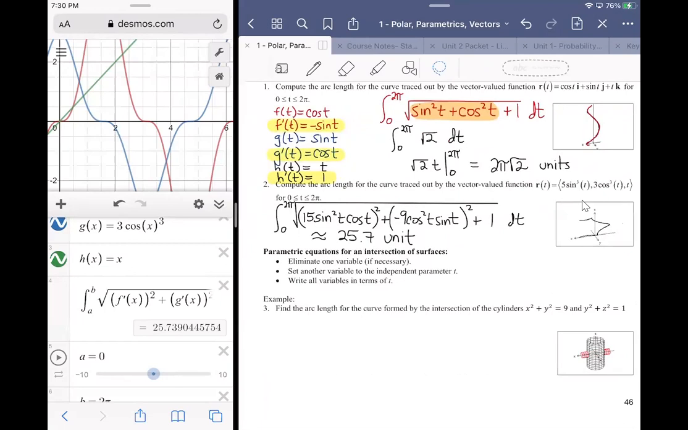All right. So number 3 is kind of an interesting problem. It says find the arc length for the curve formed by the intersection of the cylinders. And then that's all it gives you. So you look at that and say, whoa, that's a little intimidating, because it doesn't give you an r of t. What that's telling us is that we actually need to come up with the r of t. So let me get you going on this one, and then we'll see where we are time-wise afterwards.